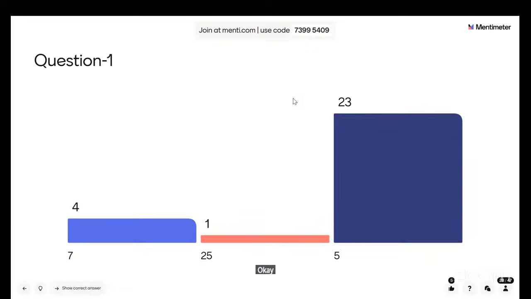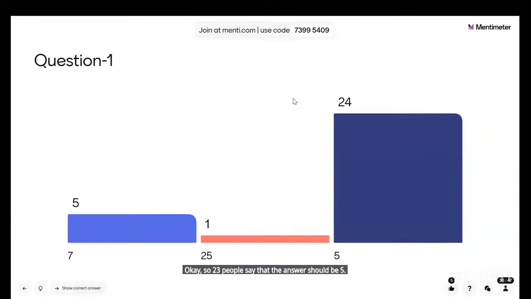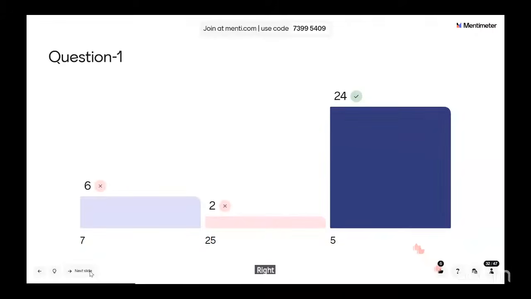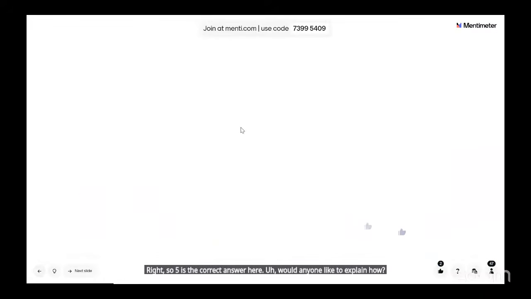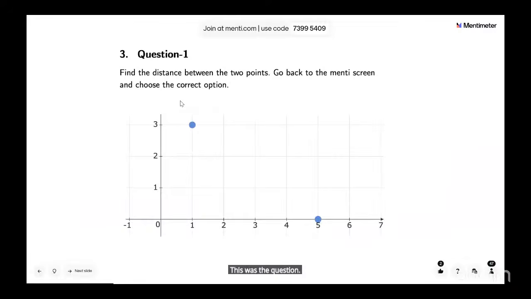Okay, so 23 people say that the answer should be 5. So let us see what the correct answer is. Right, so 5 is the correct answer here. Would anyone like to explain how? This was the question. You can unmute yourself and let me know.